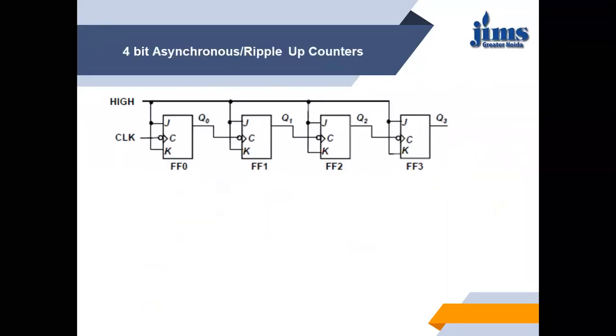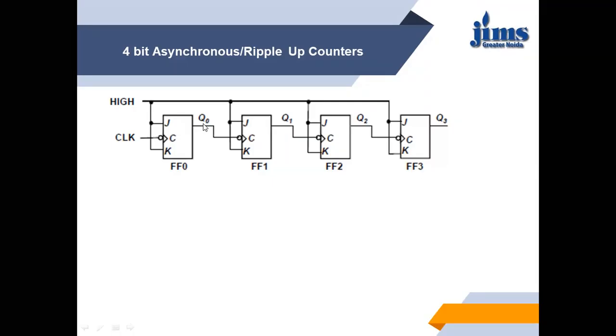We can take another example. Suppose here we have used a JK flip-flop, and whenever J equals K equals 1, it will act as a T flip-flop, and the circuit diagram is similar to the case of the 3-bit asynchronous counter. Earlier we used T flip-flops. Now here I have used JK flip-flops, and I have put J equals K equals 1 for all flip-flops.